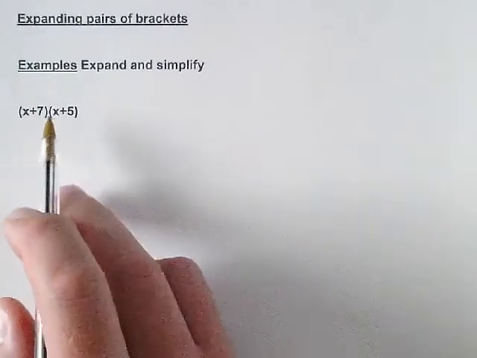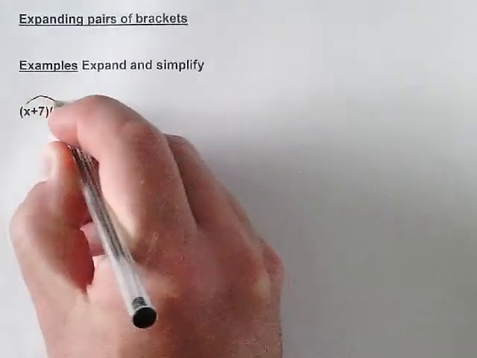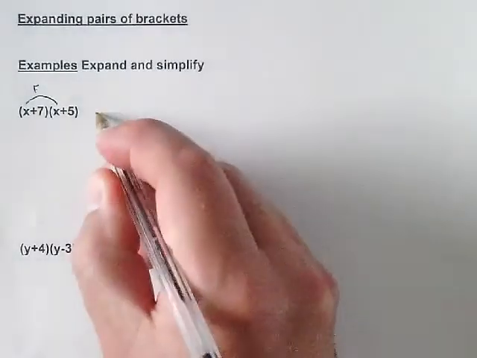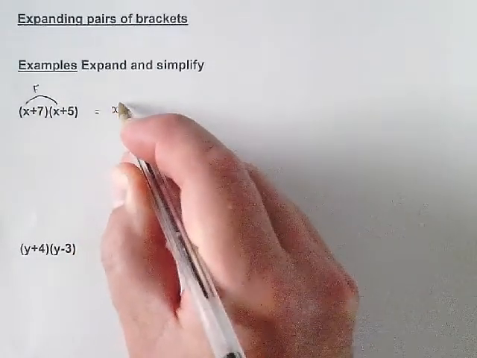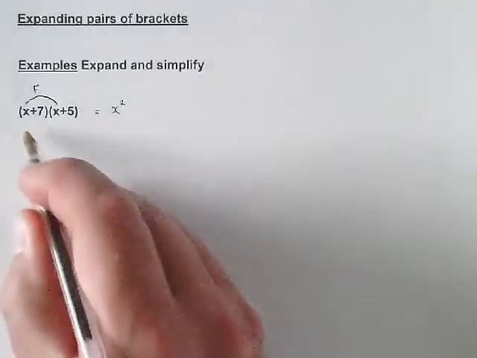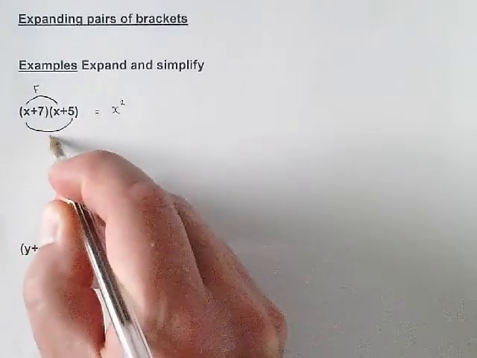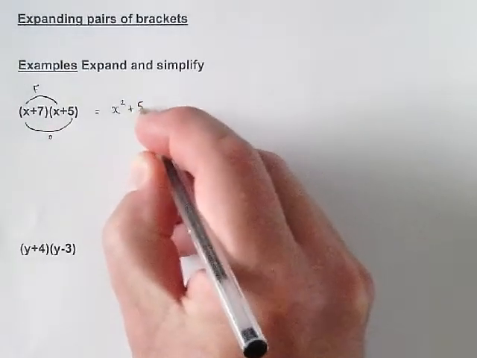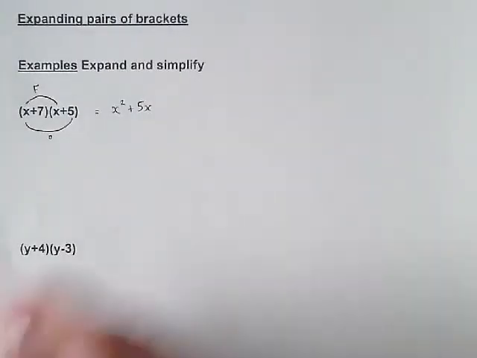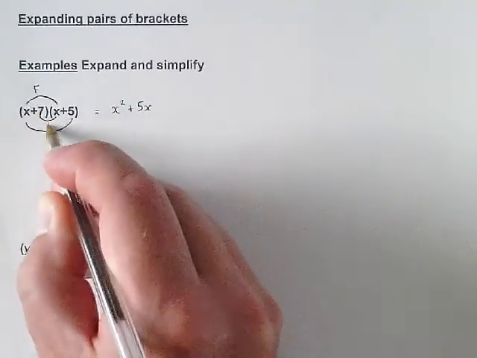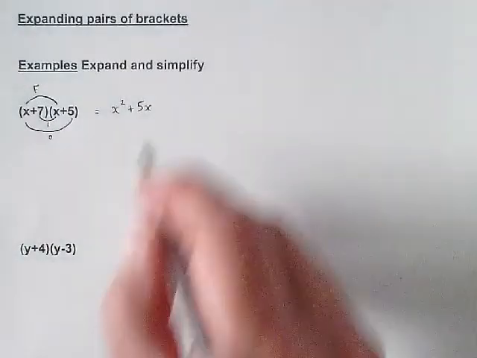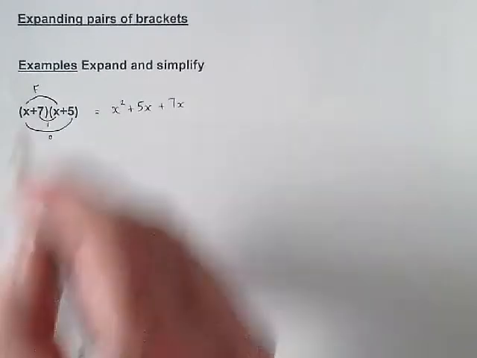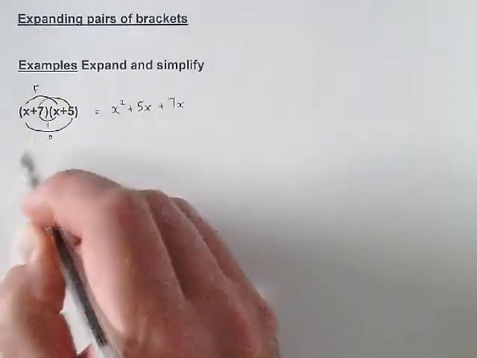So in question 1, using FOIL, the X and the X, they make the first pair in my brackets. So X times X gives us X squared. The outer pair are found here with this bottom little arrow, and X times plus 5 gives me plus 5X. The inner pair is found with this smaller arrow on the bottom, and that's plus 7 times X, which is plus 7X.